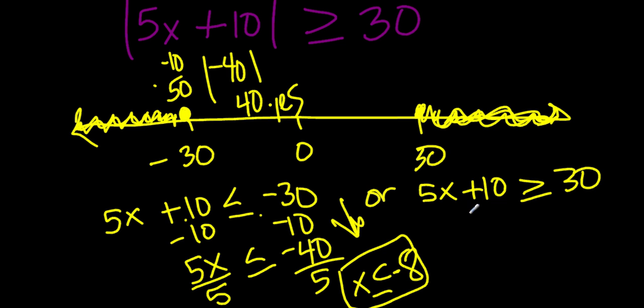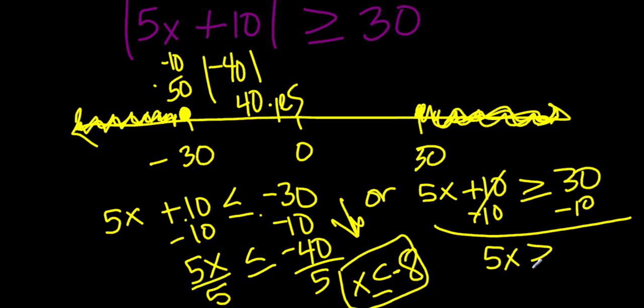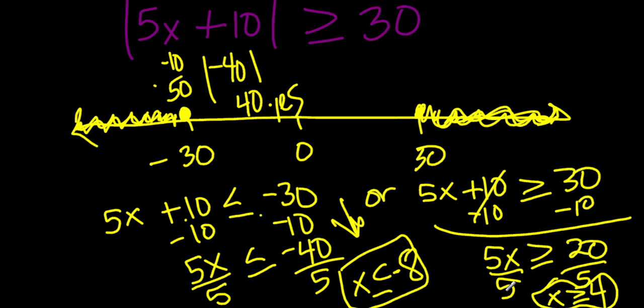Let's try this one over here. I'm going to subtract 10 from both sides. These are going to cancel. I'm going to get 5x is greater than or equal to 20. And I'm going to divide by 5 on both sides. And x is everything greater than or equal to 4. So this is my other solution for my x, for my inequality.